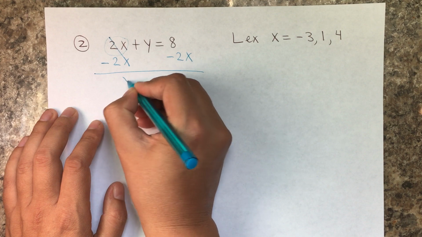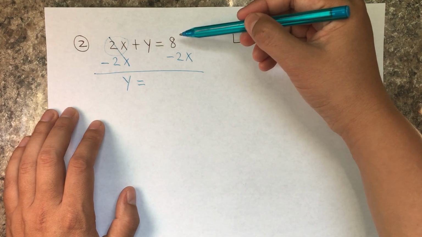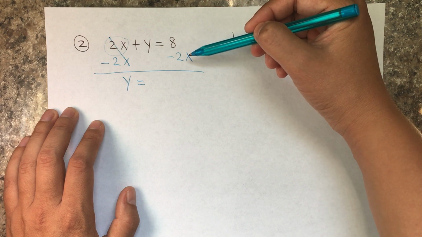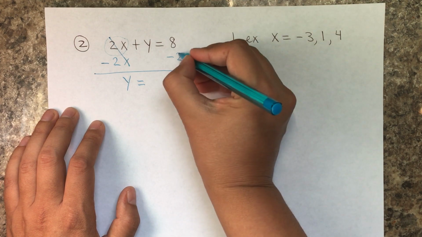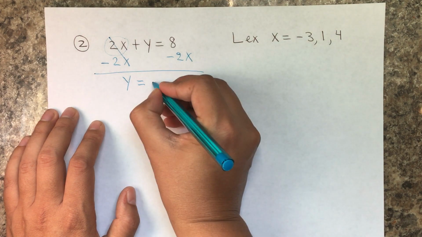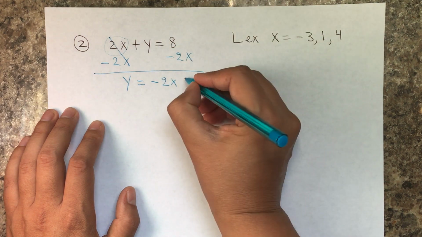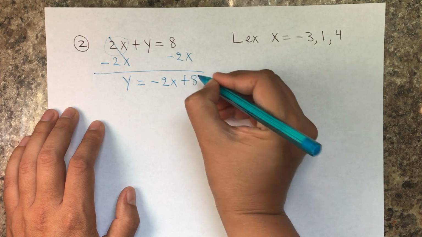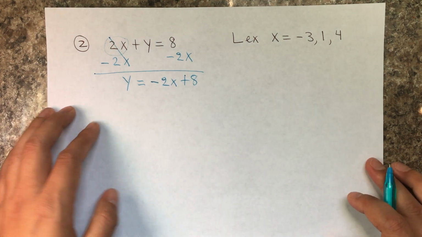And you end up with y equals, this doesn't have a variable, this one does. So basically they are not like terms. So I'm just going to copy this first, negative 2x plus 8. Okay? And so that's the new equation that we're going to work with.